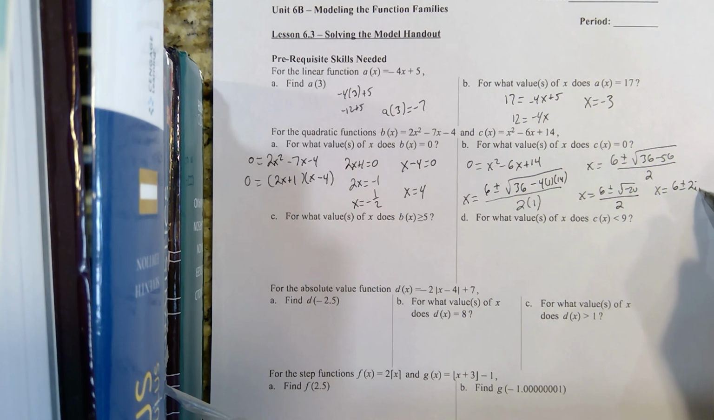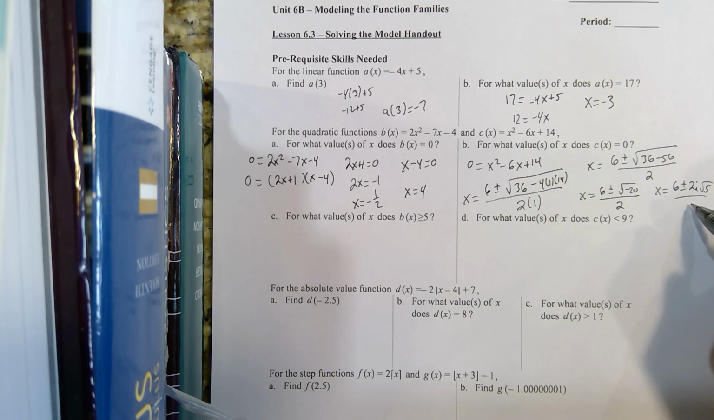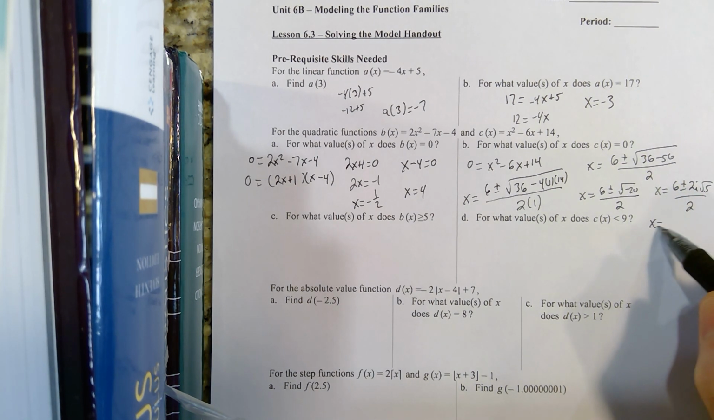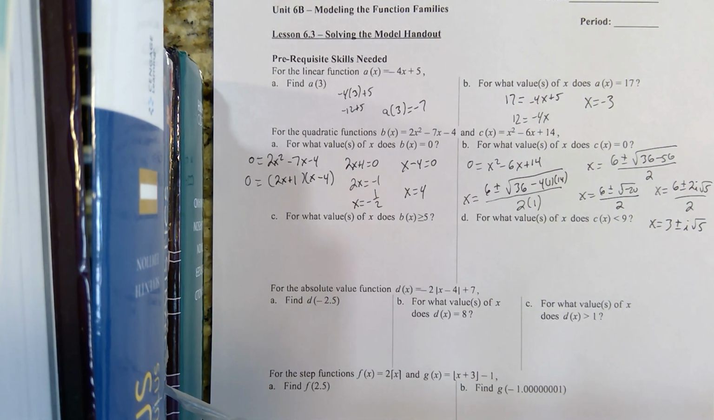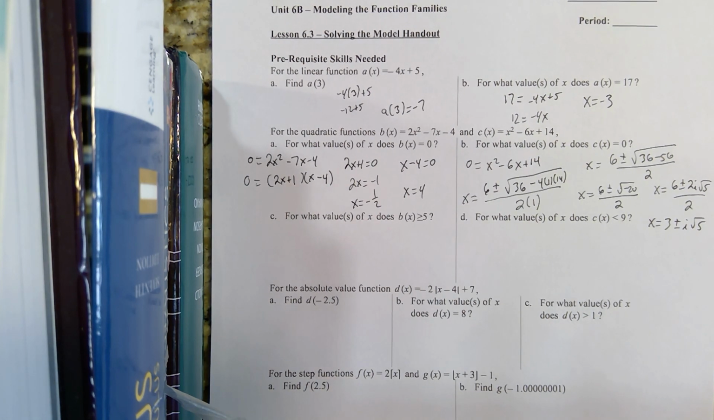So that's going to be 2i radical 5. And both factors can divide by 2, so I can go ahead and simplify that. So 3 plus or minus i radical 5. There's my 2 roots, complex conjugates, and again, you could see Desmos would not be able to find those for us.